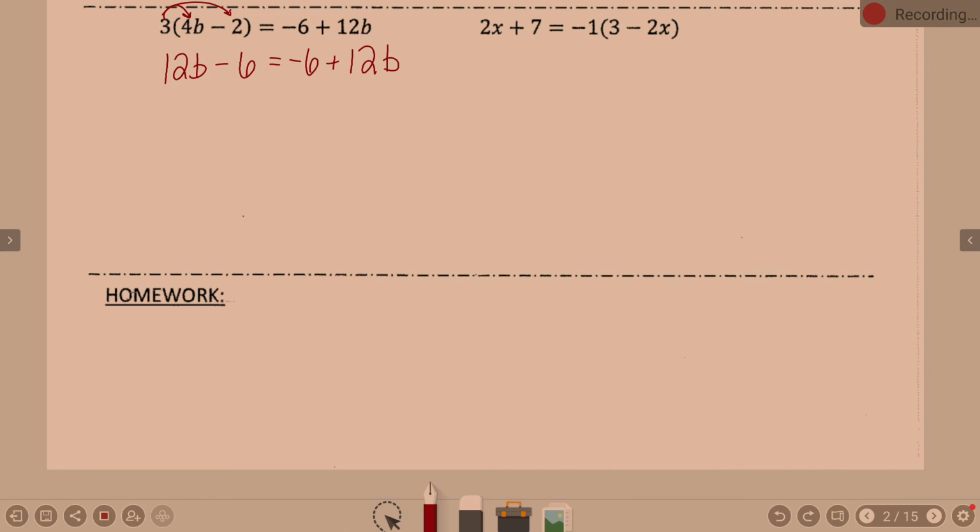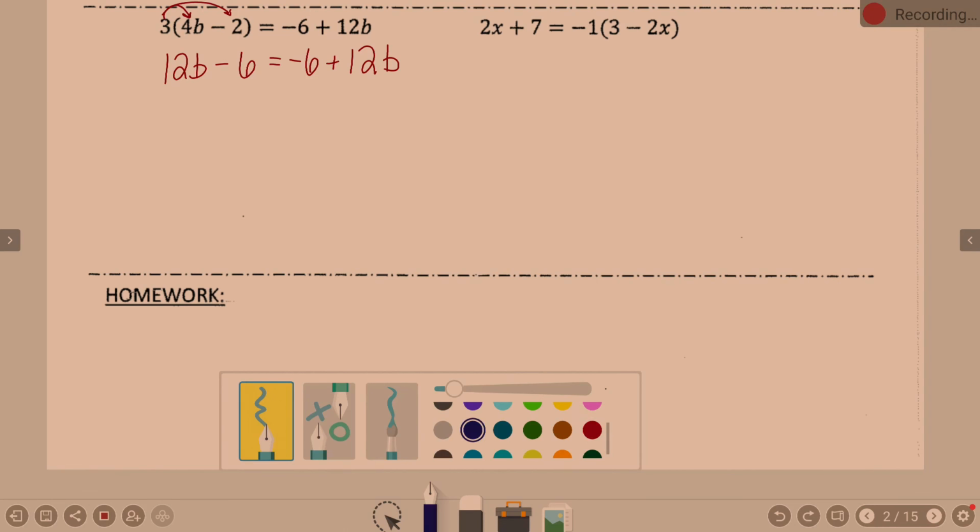Okay. Get this step down. Robbie, get this step down. Okay. Now, if you're noticing something weird is gonna happen, don't worry about that. Just what would be our next step? We want to get what together? Yeah. The b's. So how do you move this plus 12b to the other side?